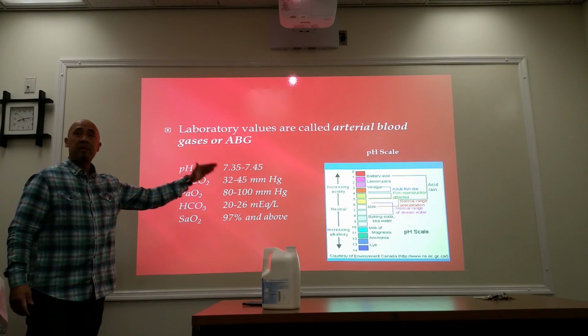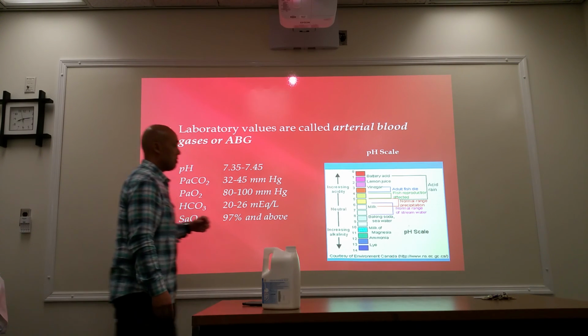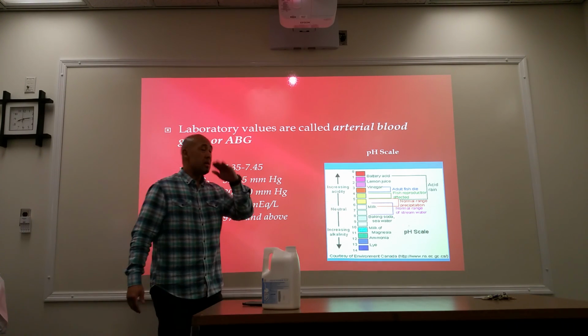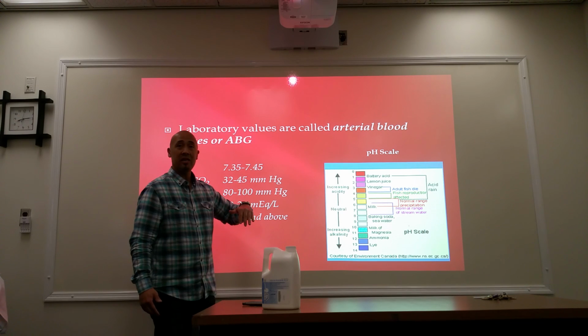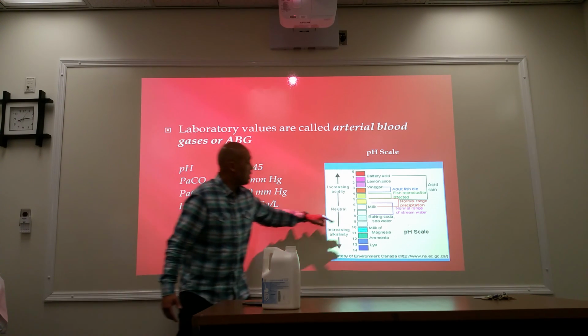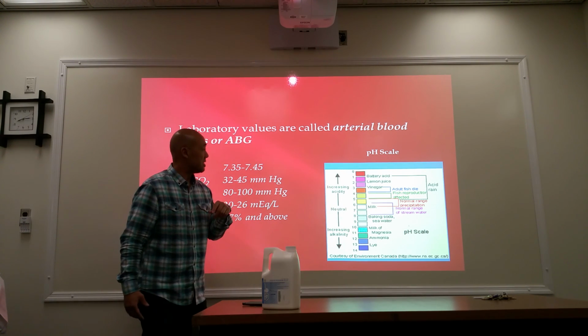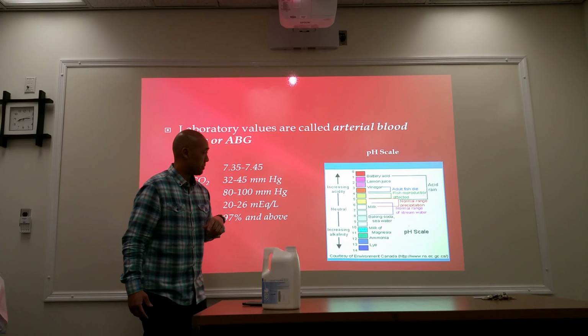Here's an example of a pH scale, just to give you an idea of the difference between acidity and alkalinity. Here we are at 7, this is neutral. Blood usually is around this area. Anything less than 7, okay?